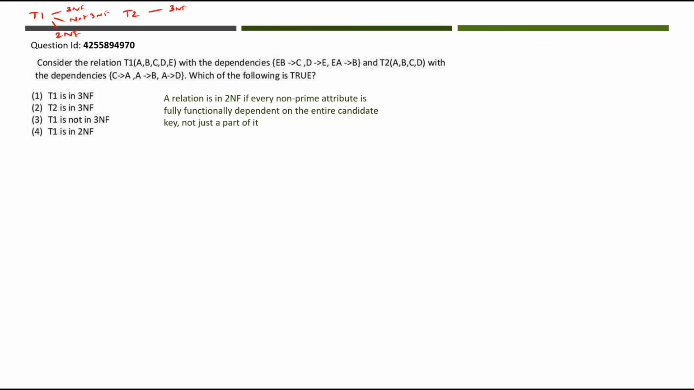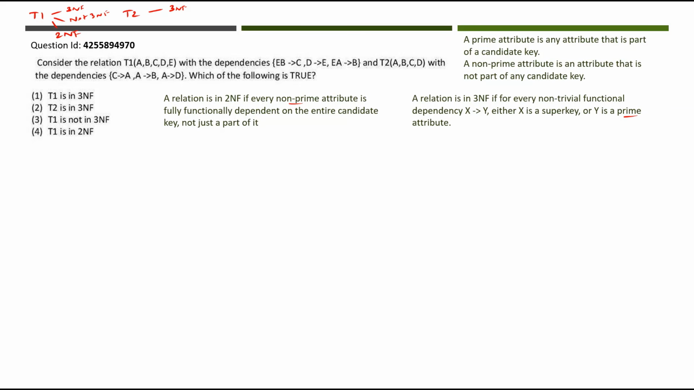A relation is in second normal form if every non-prime attribute is fully functionally dependent on the entire candidate key and not just part of it. A relation is in third normal form if for every non-trivial functional dependency X derives Y, either X is a super key or Y is a prime attribute. So here we have something called prime and here we have non-prime.